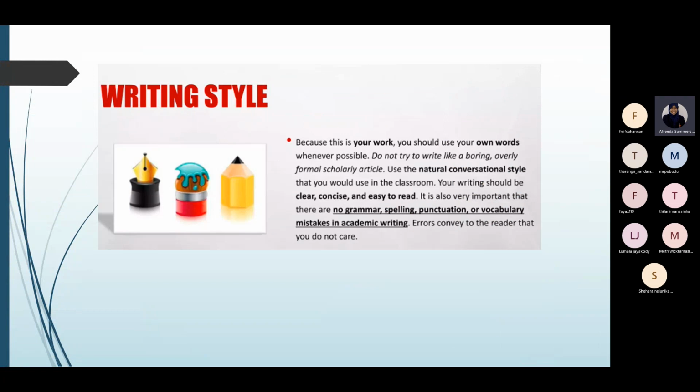Writing style. Because this is your work, you should use your own words whenever possible. Do not try to write like a boring, overly formal scholarly article. Use a natural conversational style that you would use in the classroom. But also don't write like, I think risk assessment is like this, therefore I think we must do this. You don't write it in speaking language, which I didn't see in most of your assignments, which I was very happy about.